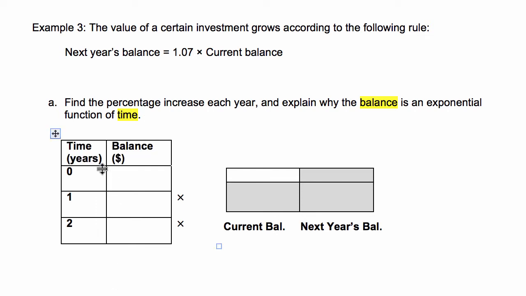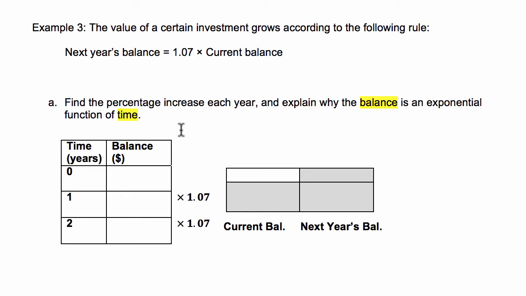We will put our independent variable, time, in years, on the left side of the table, and our dependent variable, balance, in dollars, on the right side of the table. We are not told what we have initially, at least not yet, so we won't be able to complete the right side of the table, but we can show how the function value is increasing. We have next year's balance equals 1.07 times the current balance. So each function value in the chart should be multiplied by 1.07 in order to get to the next function value.